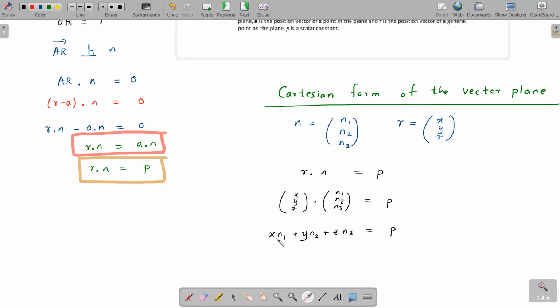So do you see that here n1 is actually a coefficient, right? So I get a coefficient of x plus a coefficient of y plus a coefficient of z equals another constant. So do you see I actually have an equation with x, y, z in terms of constants. So this is the Cartesian equation of your vector plane. Okay.